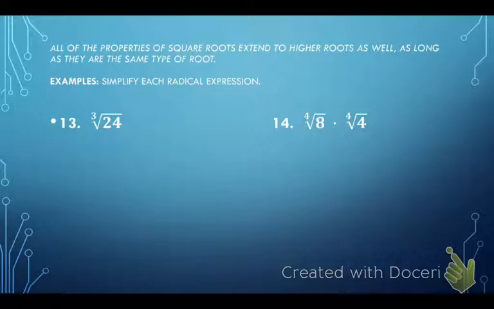8. So I'm going to break everything up the same way. I'm going to have the cube root of 8 times the cube root of 3. The cube root of 8 is 2, so it's just going to be 2 times the cube root of 3.